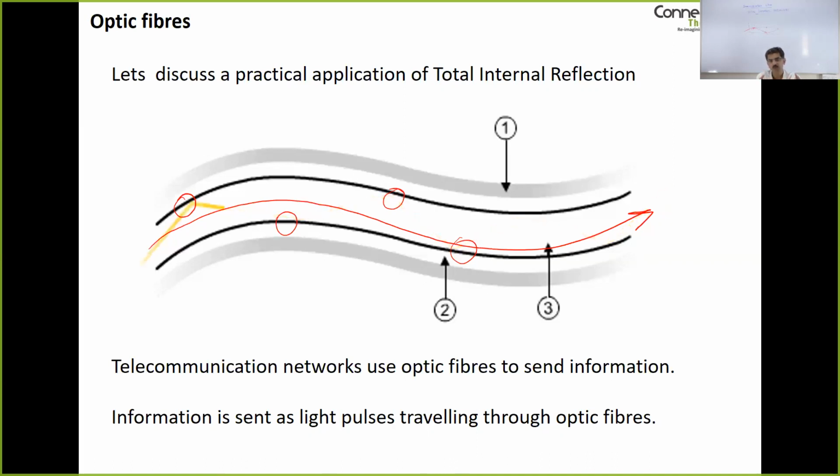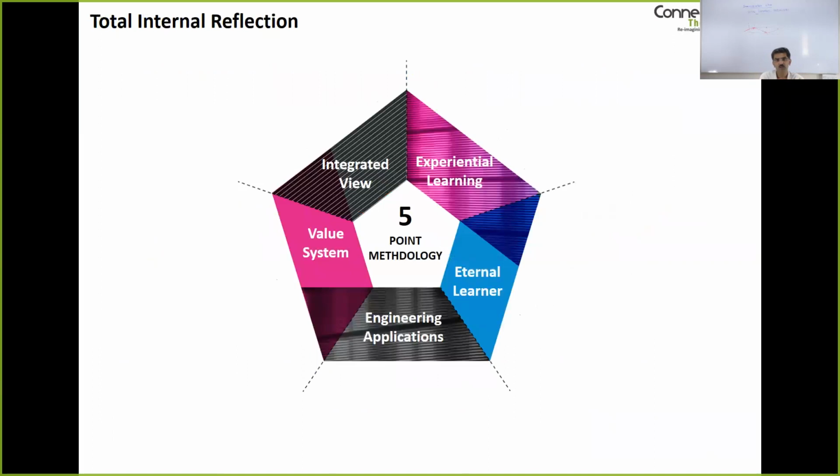So you saw that in this particular discussion on total internal reflection, we talked about a holistic or an integrated view. We spoke about the way light behaves as it moves from one medium to the other. There was an experiment conducted to show how total internal reflection can be demonstrated so easily. We spoke about engineering applications. So there are all of these aspects which are connected as part of our teaching methodology.